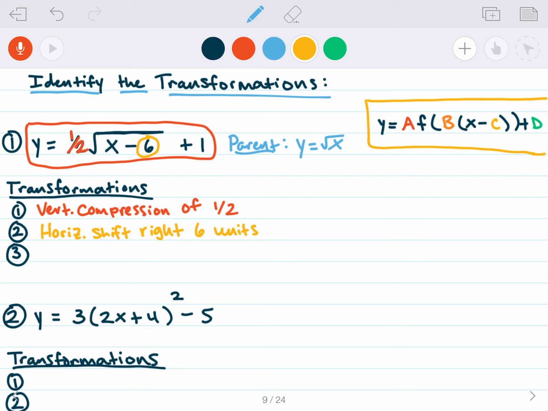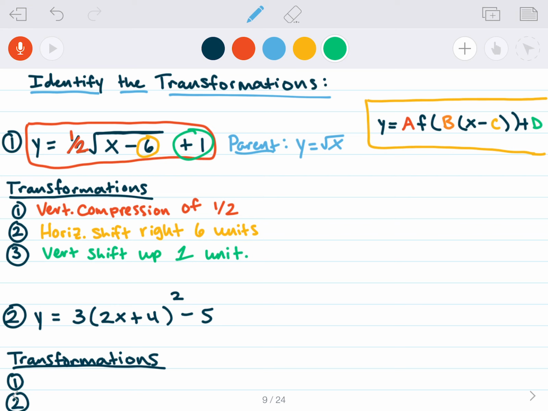Okay? And finally, we have this plus 1 on the outside of the radical. So it's saying, hey, take the output of whatever this function is and then add 1 to it. So that's going to represent a vertical shift. So this is going to be a vertical shift up 1 unit.